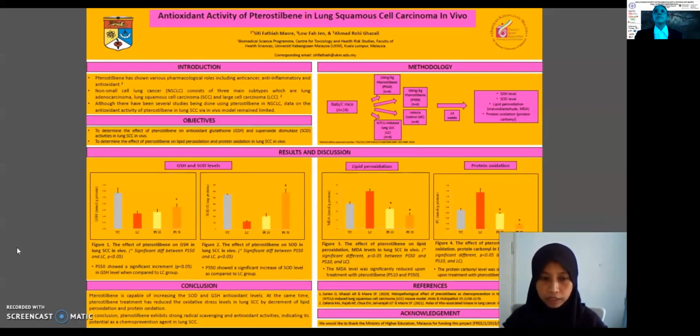So as a conclusion, pterostilbene is capable of increasing the SOD and GSH antioxidant levels. At the same time, pterostilbene treatment has reduced the oxidative stress levels in lung SCC by decrement of lipid peroxidation and protein oxidation. Overall, pterostilbene exhibits strong radical scavenging and antioxidant activities, indicating its potential as a chemoprevention agent in lung SCC. That's all from me. Thank you.